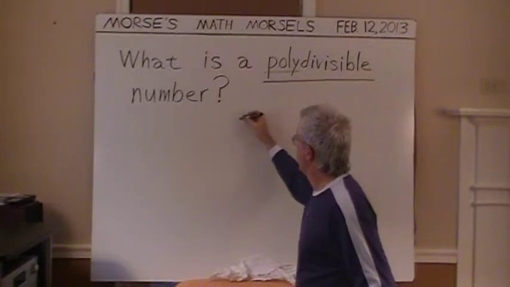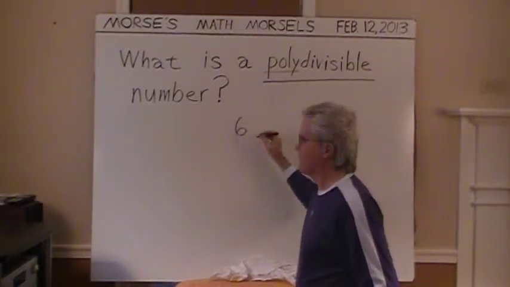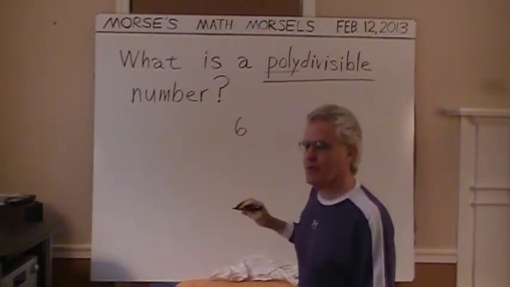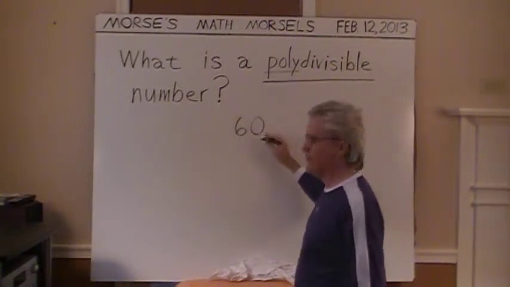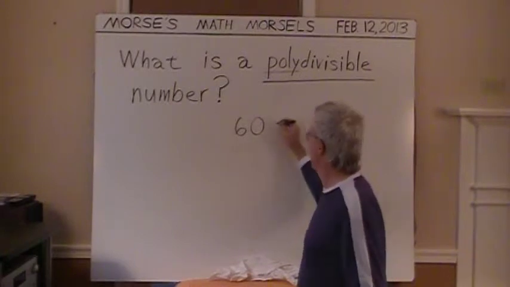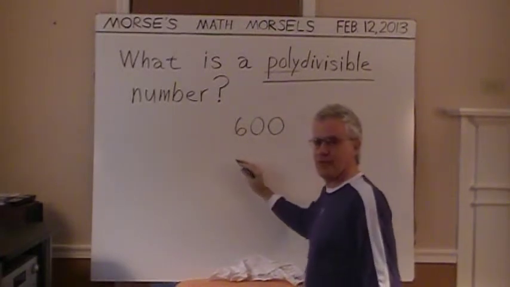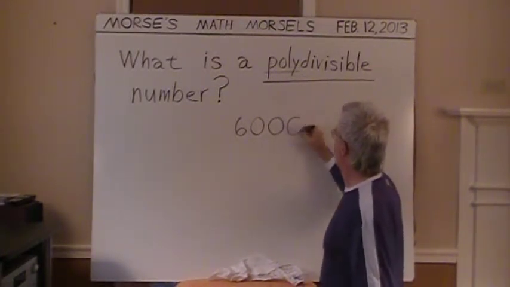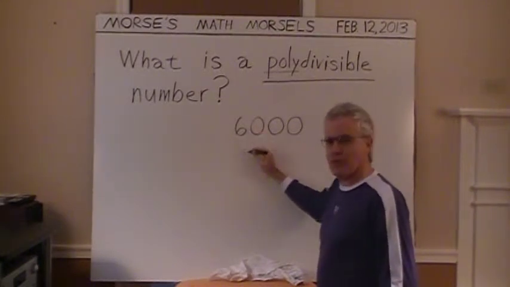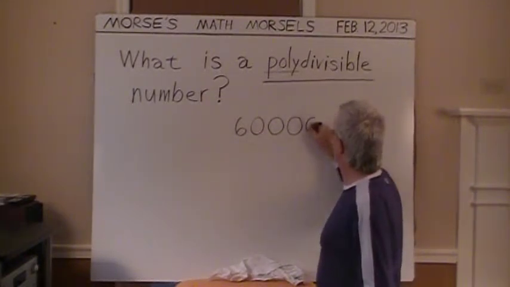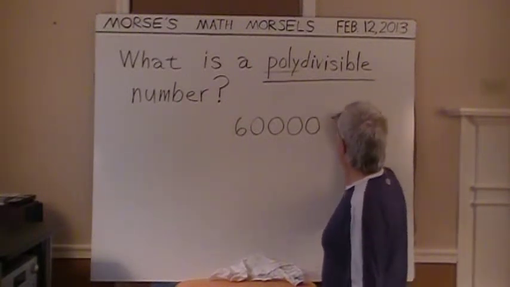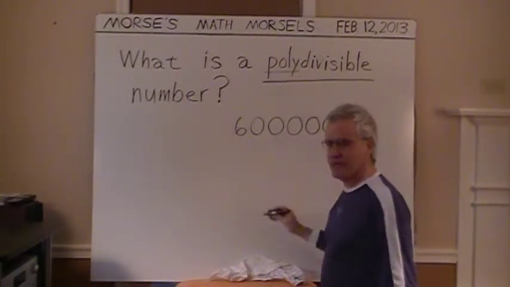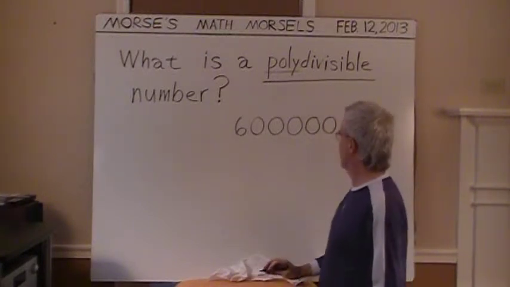I'm just going to write down the number 6. Here we go, a nice round number that will have mostly zeros as digits. This is polydivisible, a multiple of 2. This is a multiple of 3, 600. Is 6,000 a multiple of 4? Yes. Add on another 0. Is 60,000 a multiple of 5? Yes. And 600,000? Yes, that's obviously a multiple of 6.